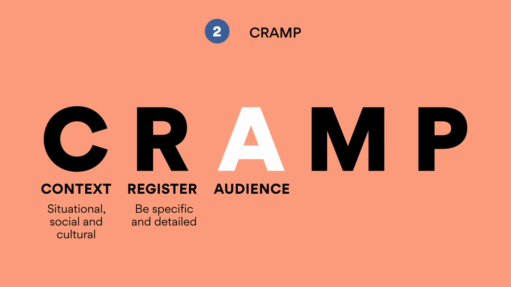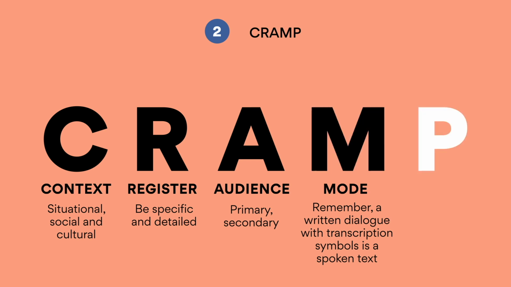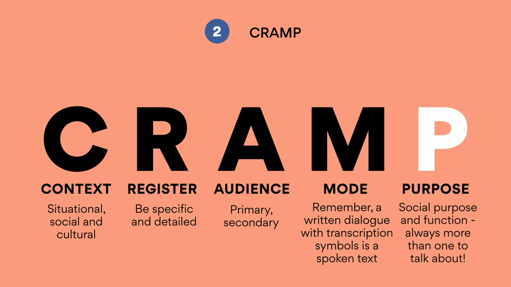A is for audience. Ask yourself who is being directly targeted within or by this text, i.e. the primary audience, and who is more distanced from the text, i.e. the secondary audience. The M is the mode of the text. Is it written, spoken, or is it maybe a digital communication? Think about what effect this will have on the text's style. Finally, the P is the text's purpose. Ask why it was written or took place, and what was trying to be achieved.